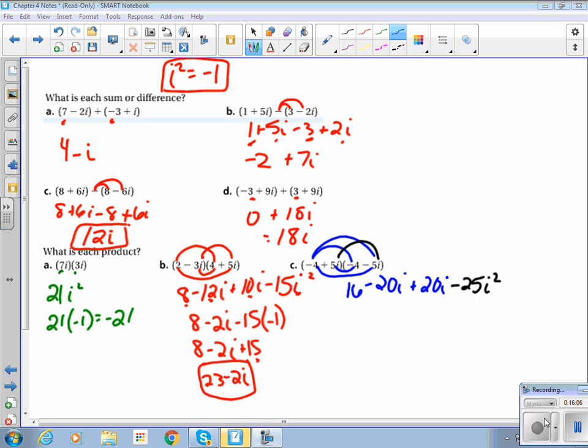Okay, so we got 16. Negative 20i plus 20i gives us 0. And we have negative 25i squared. We're going to replace the i squared with the negative 1, and then negative 25 times negative 1 is positive 25. 16 plus 25 is 41. So the answer is 41, and voila, since we replaced the i squared with a negative 1, the i's disappeared.